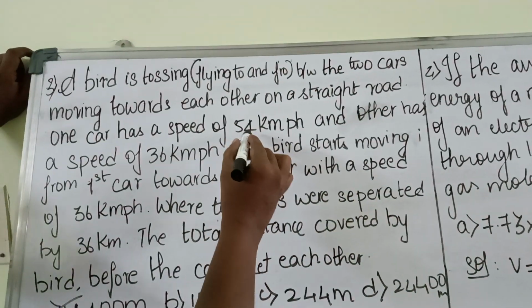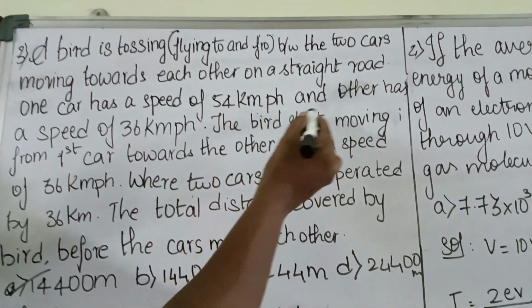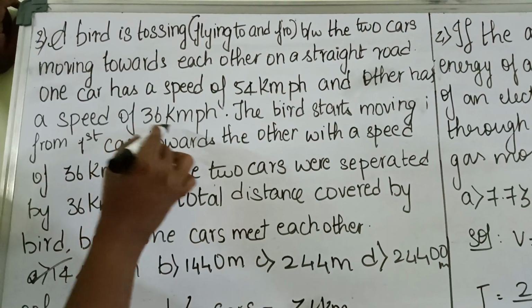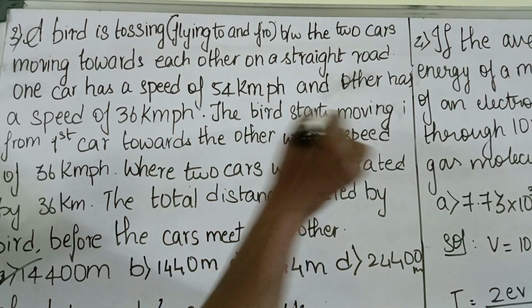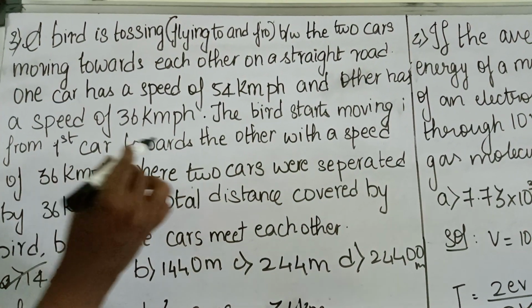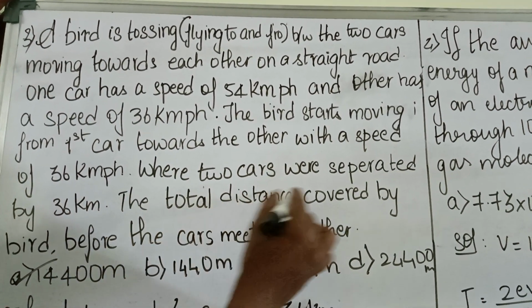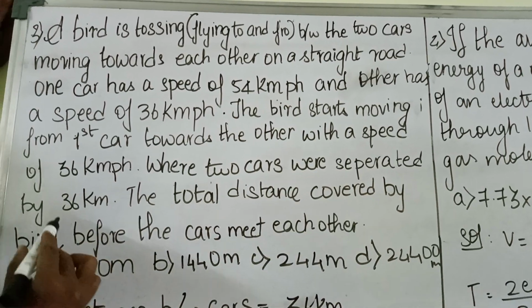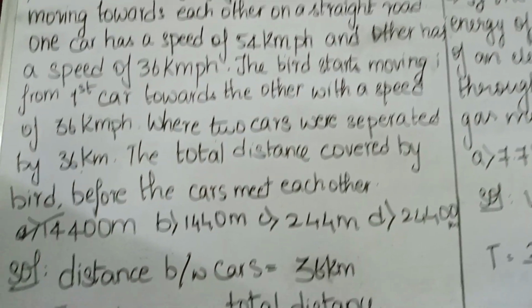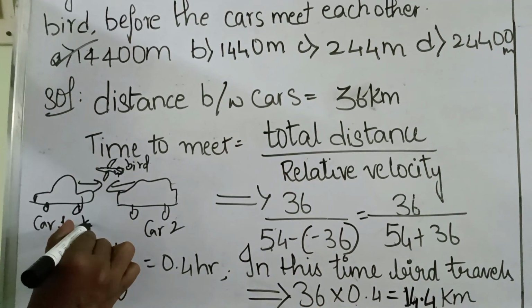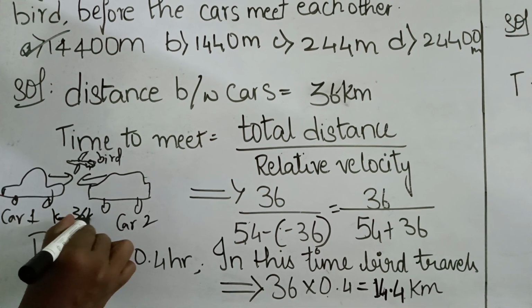One car has a speed of 54 kmph, meaning kilometers per hour, and the other has a speed of 36 kilometers per hour. The bird starts moving from the first car towards the other with a speed of 36 kilometers per hour. The two cars were separated by 36 kilometers. So these are separated by 36 kilometers.